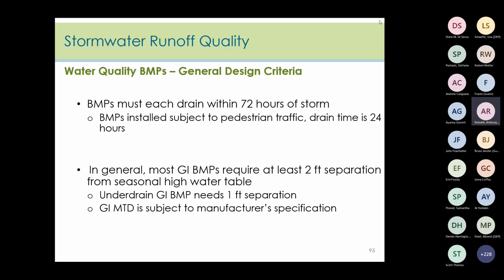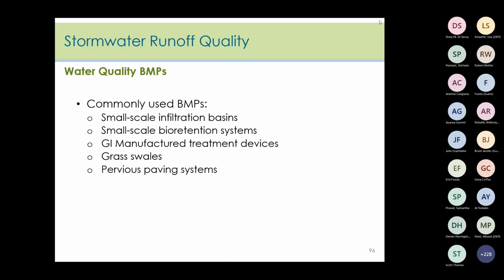So there are some general design criteria that applies to all water quality BMPs. All BMPs must drain down in 72 hours unless they are designed as water features. All infiltrating BMPs must have a minimum 2-foot separation from the seasonal high groundwater elevation. And under-drained green infrastructure BMPs must have a 1-foot separation. So here's a list of the most commonly used water quality BMPs.